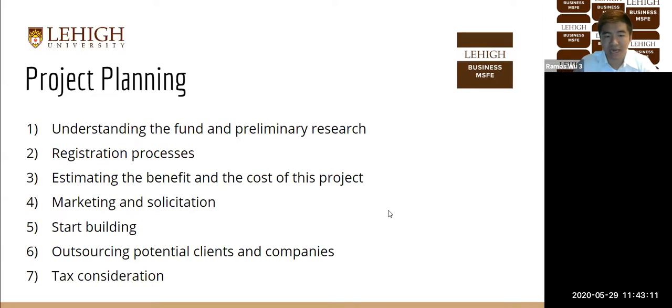So here we have the timeline of the project. First to do is the investment fund. We have to understand what we're applying and also the registration process, which will be discussed in detail, including how it works and what the requirements are for exemption from registration. Secondly, we also find the benefit and the cost of this fund, whether or not it's profitable for investors. After the initial research, we can jump into the marketing and solicitation aspect to attract more investors and people who are interested. After outsourcing clients and companies, we hope to complete this project with an attractive amount of tax deduction.